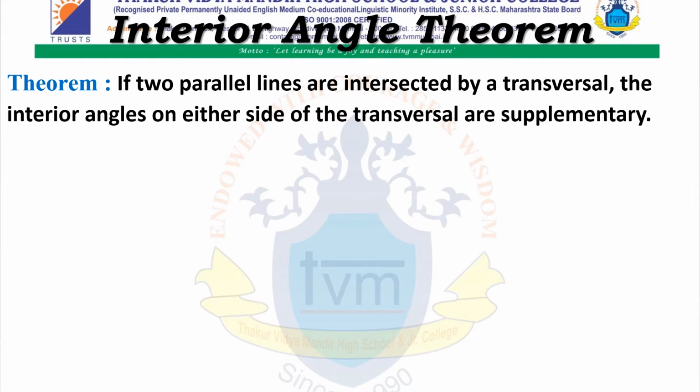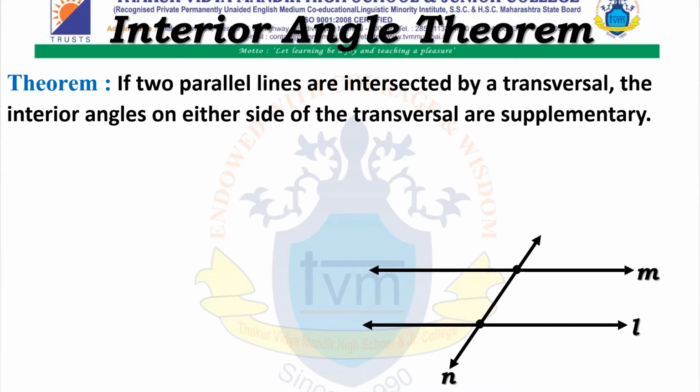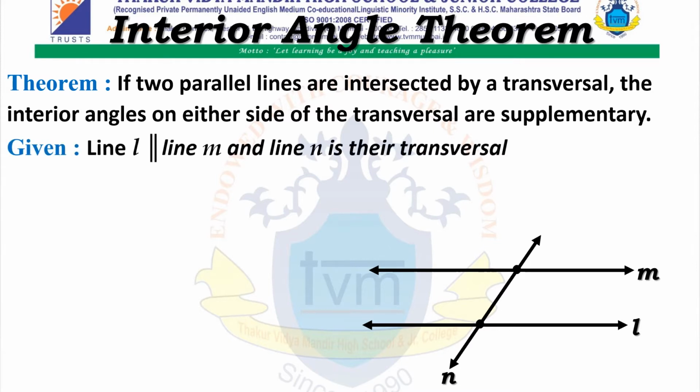Now we will draw a figure over here. You can see that in this figure, line L and line M are parallel and line N is a transversal of those two parallel lines. So what is given here? Line L is parallel to line M and line N is their transversal.